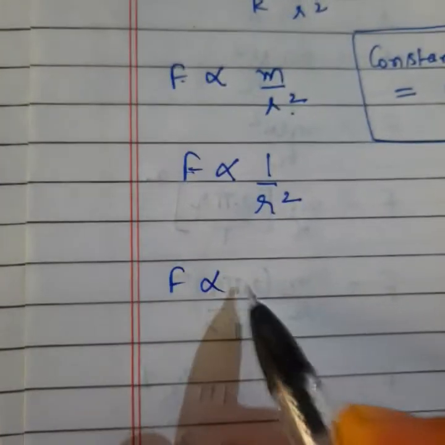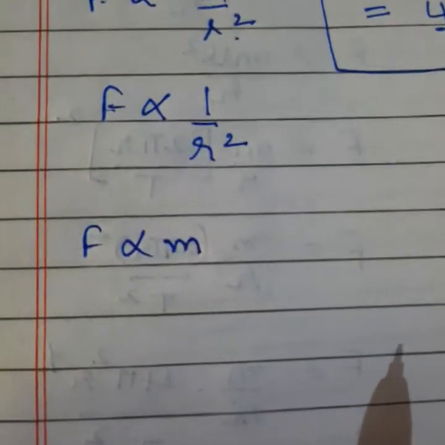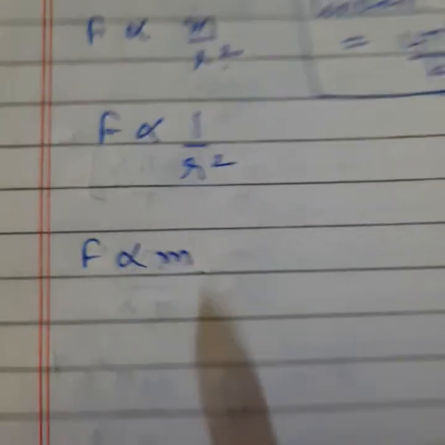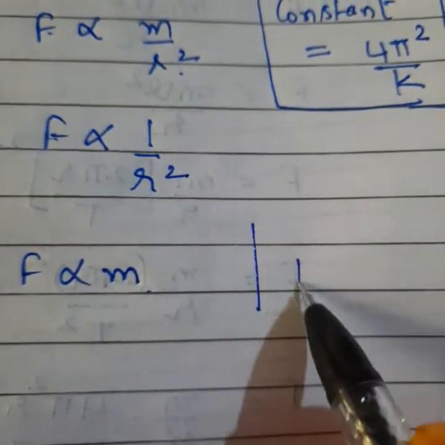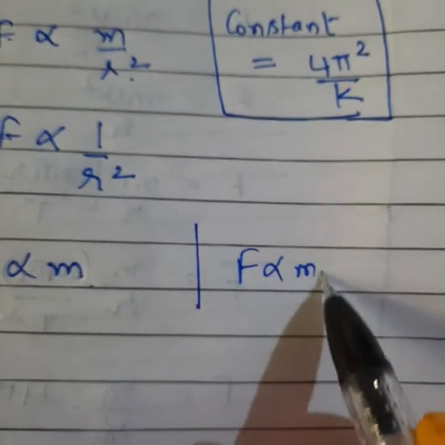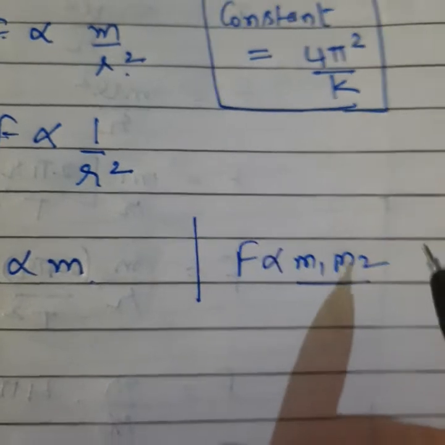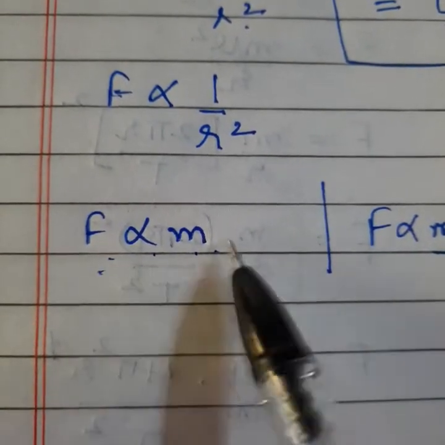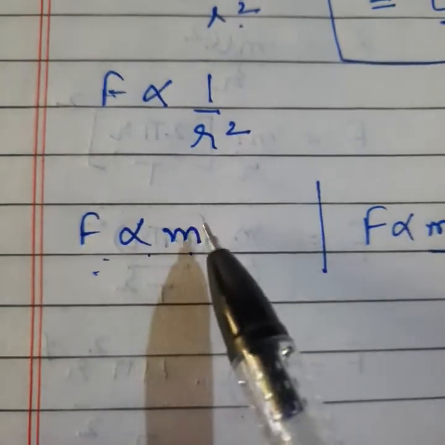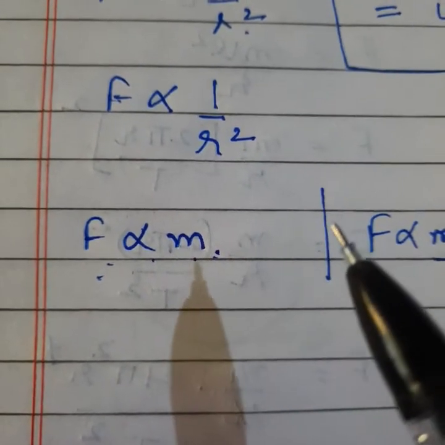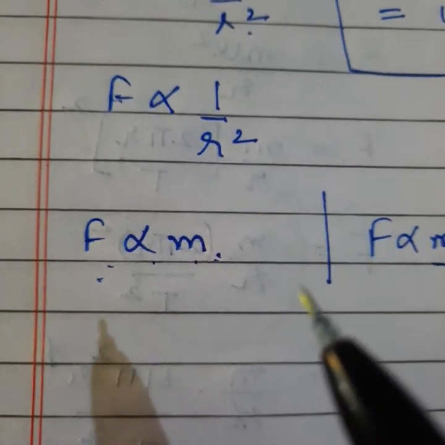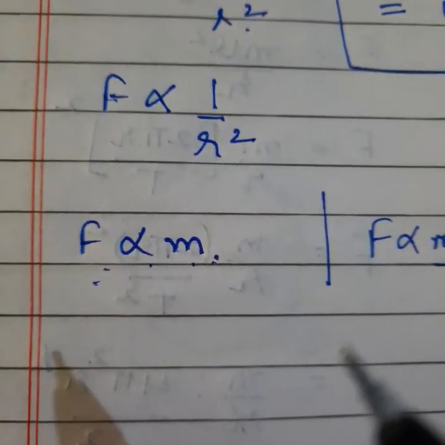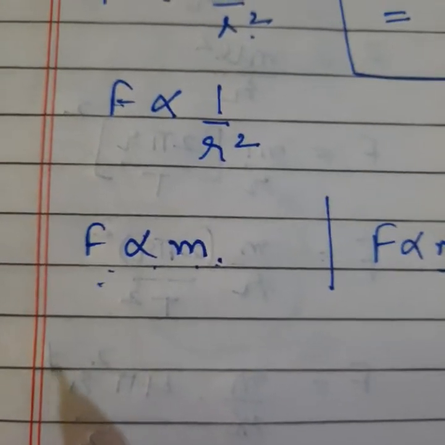Come to the mass point. F is directly proportional to mass. Some students are thinking, sir, we are not getting m1 and m2 here. In the universal law of gravitation there was F directly proportional to m1 m2. Say yes or no. Yes, it was there. But listen here. Force is directly proportional to the mass of one body, simply m only. If the force on the moon is proportional to its mass, it should also be proportional to the mass of Earth as well.